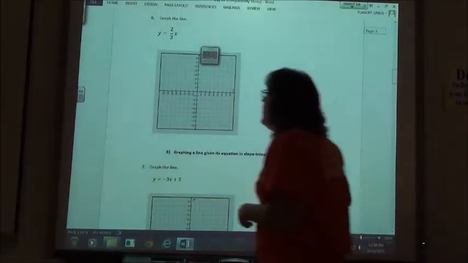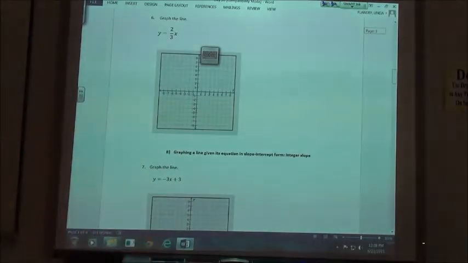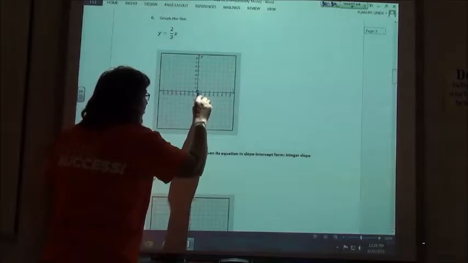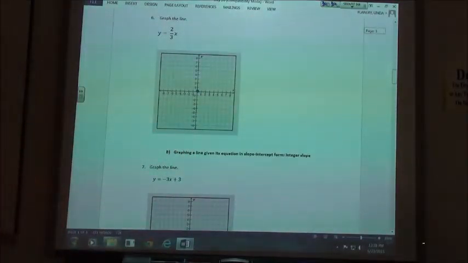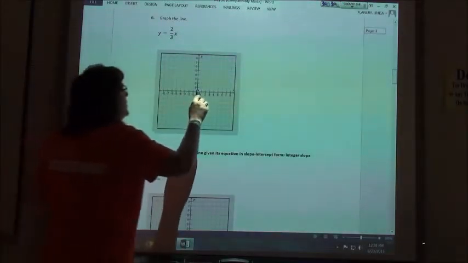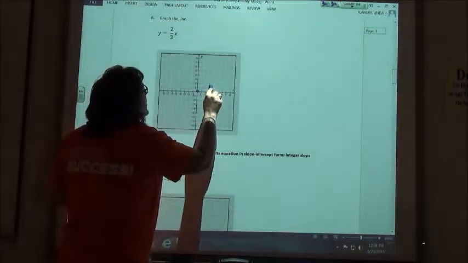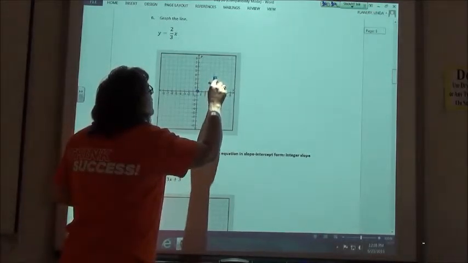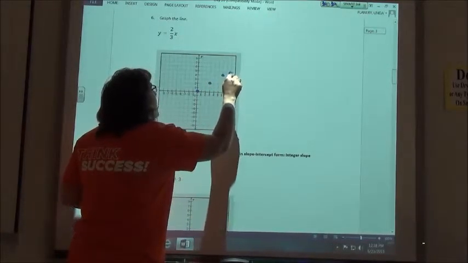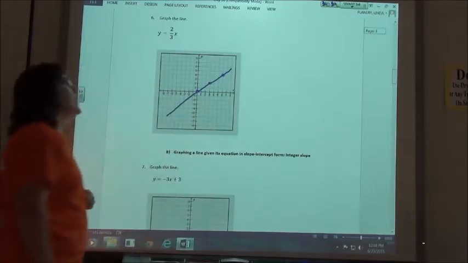And so on number 6, if I'm going to graph that line, my y-intercept is at 0, right? My slope is 2/3, so from that point I would go up 2 and over 3. So up 2 and over 1, 2, 3. Up 1, 2 and over 1, 2, 3. And I can draw my line.